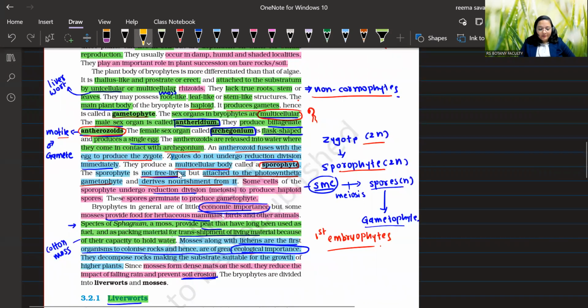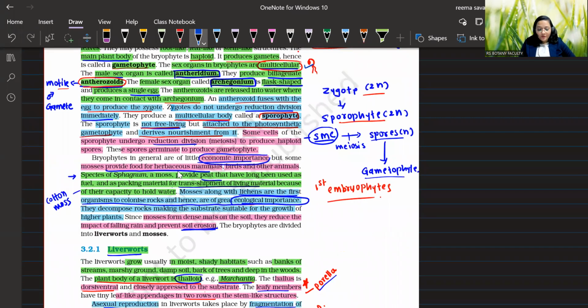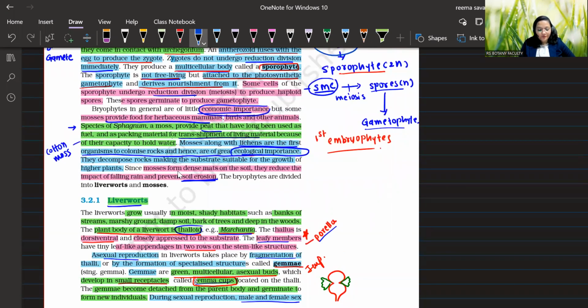Now, liverworts will have unicellular rhizoids and mosses will have multicellular rhizoids, but true root, stem and leaves are absent. So they are known as what? Non-cormophyte. They form antheridium and archegonium on the gametophyte, right? Both the structures are multicellular. Antheridium will form the motile male gamete that is known as antherozoid. Now, after fertilization, they will form a zygote, and from the zygote, what will form? From the zygote, the sporophyte will develop, right? And the sporophyte will have spore mother cells, meiosis. By meiosis, it will form spores, they will disperse, and form the gametophyte. And these are the first embryophytes. These are what? First embryophytes.